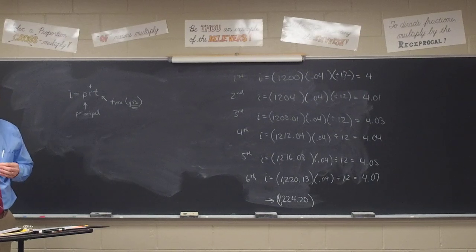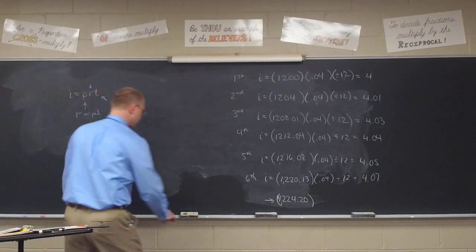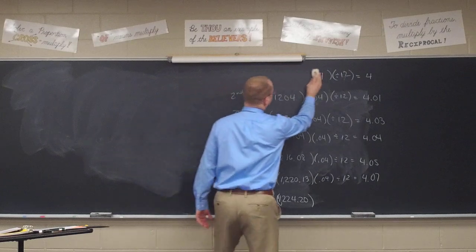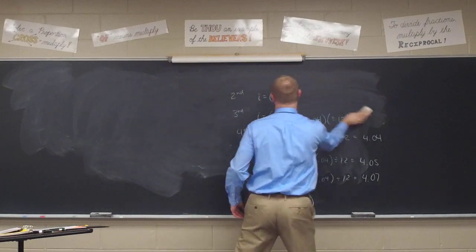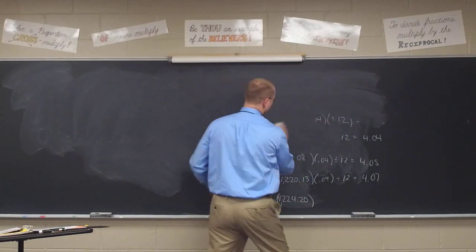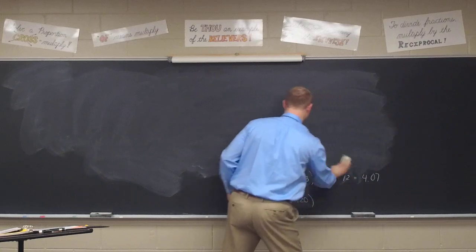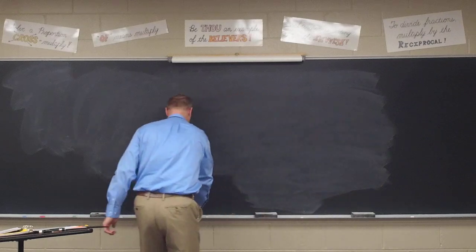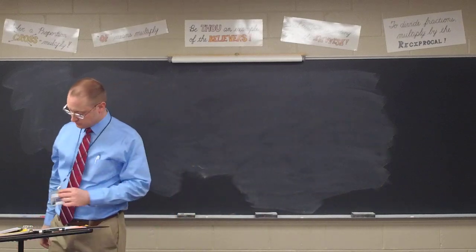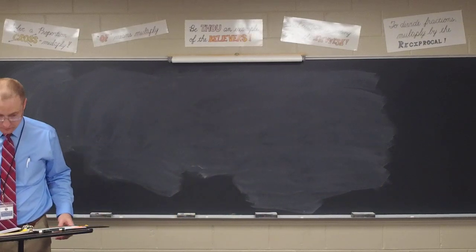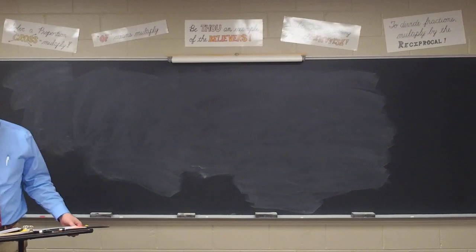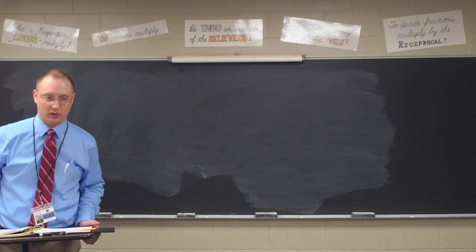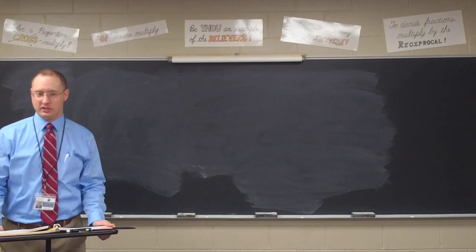Find the value of an investment after 3 years if the initial investment is $20,000 and interest is compounded quarterly at a 3% rate. All right, I want you to underline the word quarterly. Do we know what a quarter is?